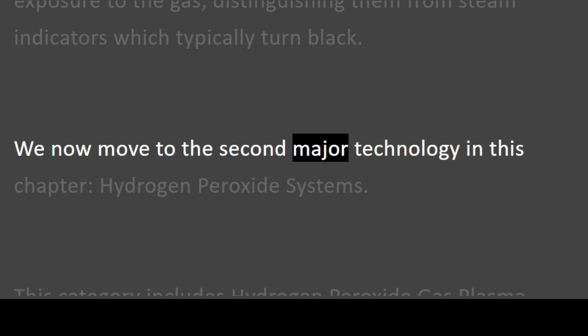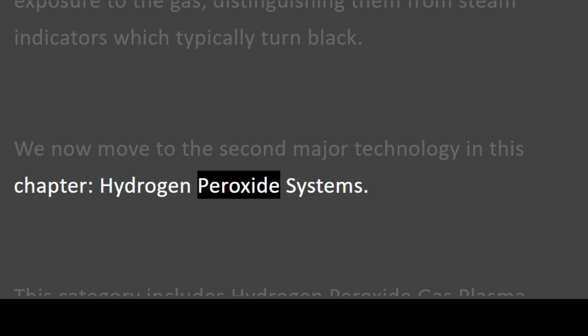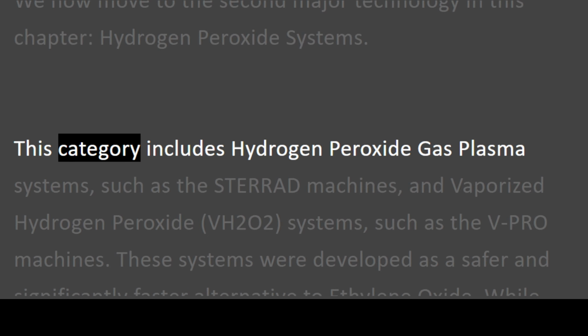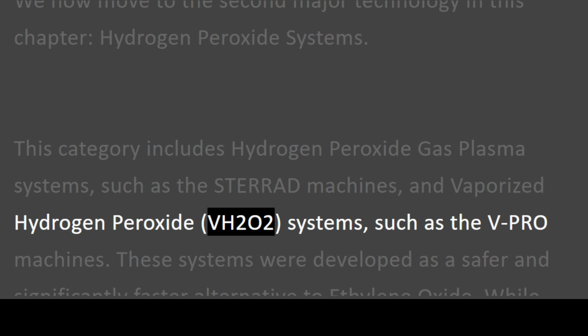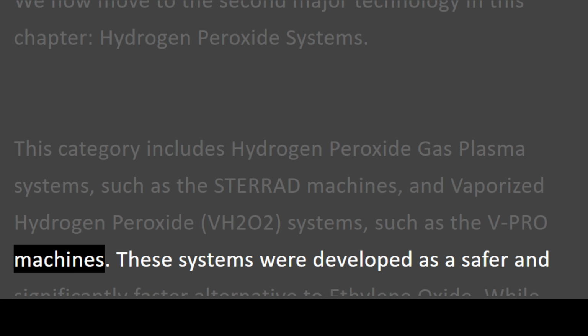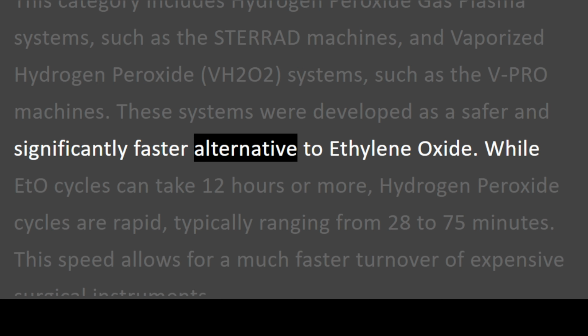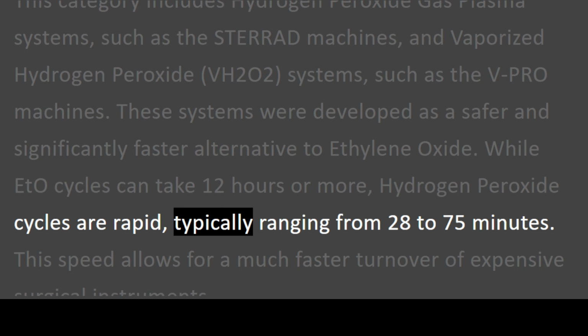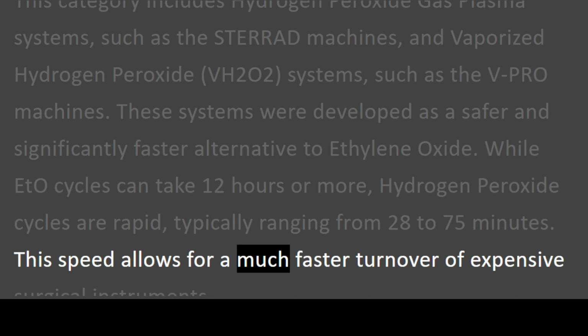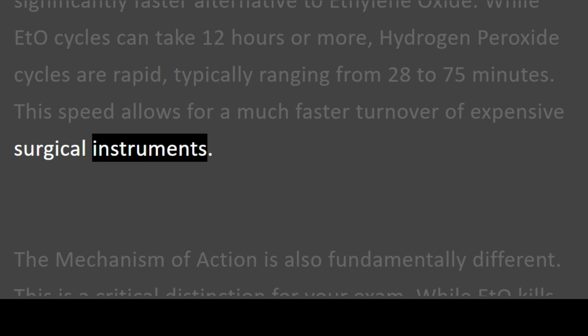We now move to the second major technology in this chapter: hydrogen peroxide systems. This category includes hydrogen peroxide gas plasma systems, such as the STERRAD machines, and vaporized hydrogen peroxide, VH2O2, systems, such as the VPRO machines. These systems were developed as a safer and significantly faster alternative to ethylene oxide. While ETO cycles can take 12 hours or more, hydrogen peroxide cycles are rapid, typically ranging from 28 to 75 minutes. This speed allows for a much faster turnover of expensive surgical instruments.